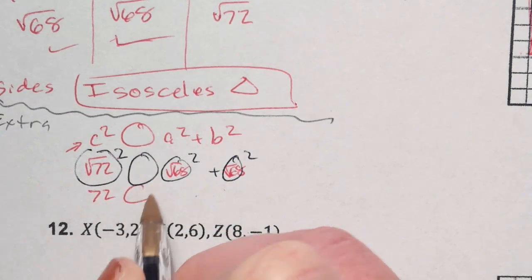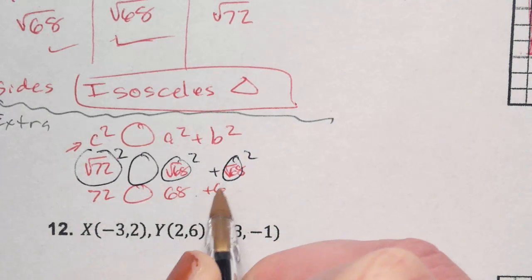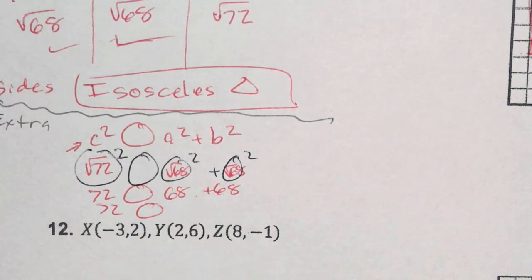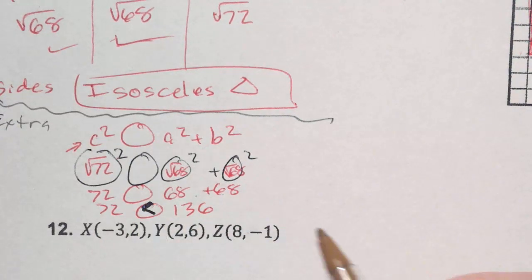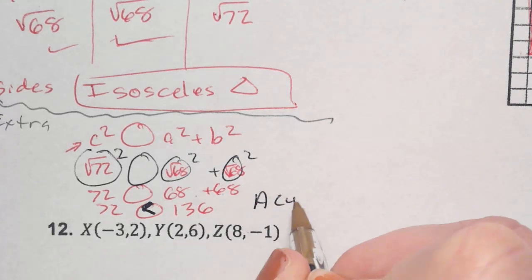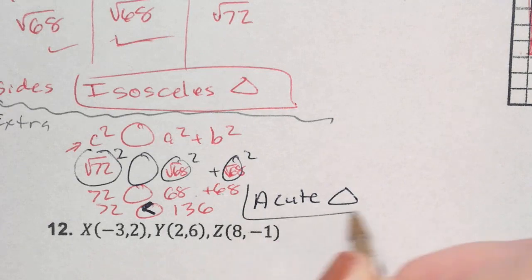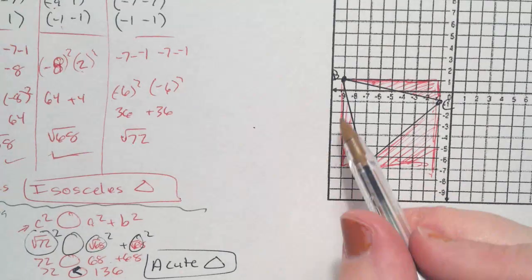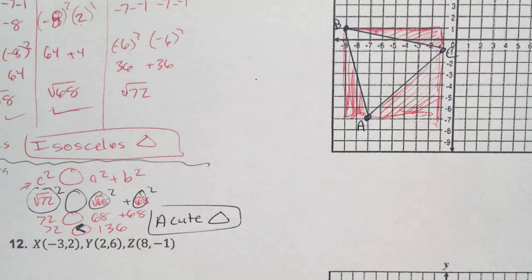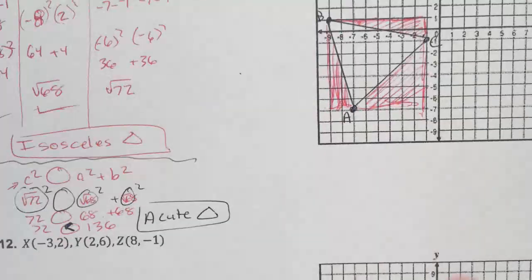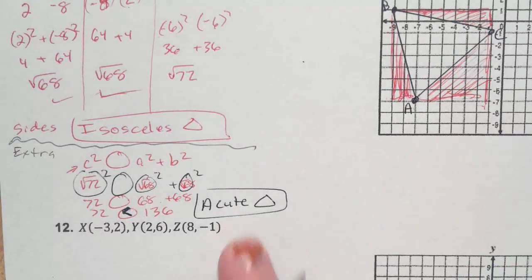So how does 72 compare to 68 plus 68? 68 plus 68, you get 136. And this is less than. And I said less than, right? So that would be an acute triangle, which looks legit, doesn't it? All these angles look like they're less than 90 degrees. We were just making sure it's not like all three angles are the same or anything like that, right? Okay, so we know this is an acute triangle.